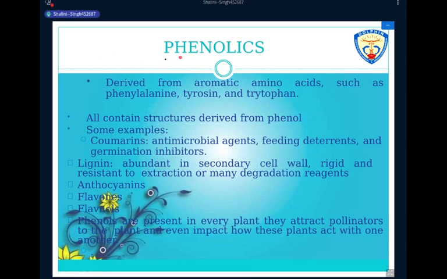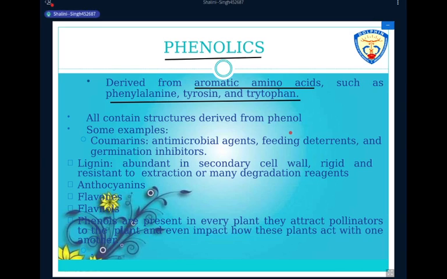Now the third category are the phenolics. They are derived from aromatic amino acids. Which are the aromatic amino acids? Aromatic amino acids are phenylalanine, tyrosine, and tryptophan. So phenolics are made up from phenylalanine, tyrosine, or tryptophan. For the synthesis of phenolics, the presence of these aromatic amino acids is necessary in the plant system. All contain structures derived from phenols.